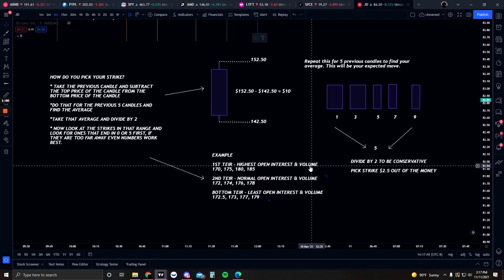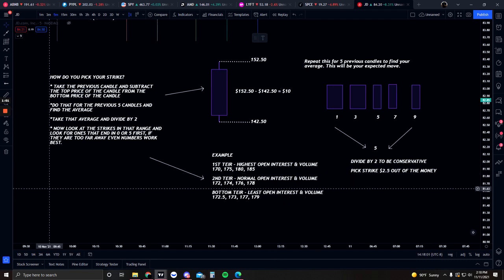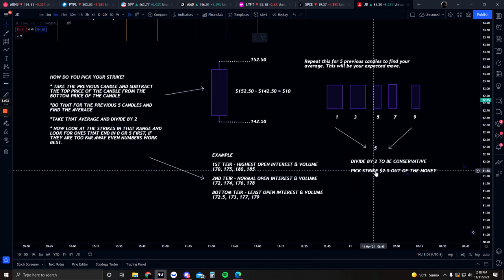That means it's very liquid. There's a lot of people coming in and out. And you want to have that, because when you want to get out, you want somebody there to buy it from you. You don't want to be waiting and then you get that slippage, and all of a sudden it's getting lower and lower and lower. So does this make sense?